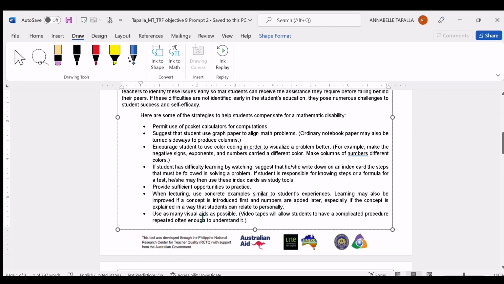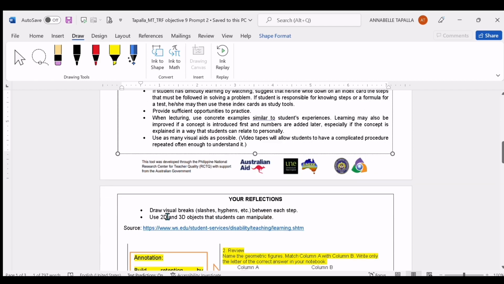So use as many visual aids as possible. Videotapes will allow students to have a complicated procedure repeated often enough to understand it. And then draw visual breaks like slashes, hyphens, etc. between each step. Then use 2-dimensional or 3-dimensional objects that students can manipulate.